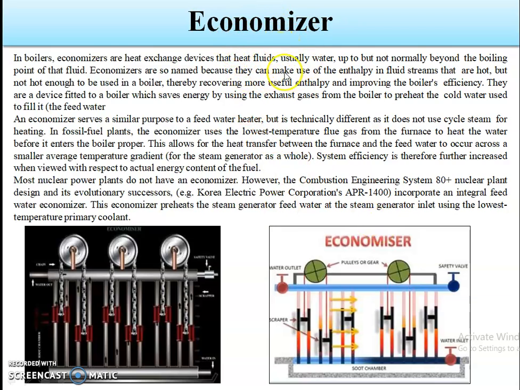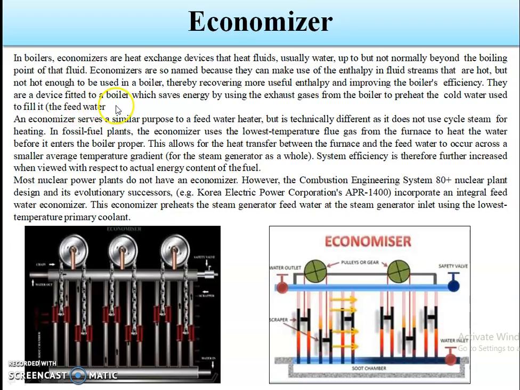Economizer, we previously discussed in connection with the steam turbine and the steam boiler. The main function of the economizer is to increase the efficiency of the thermal power plant. We use the economizer as a heat exchanging device that heats fluids, usually water, up to but not normally beyond the boiling point of that fluid. Economizers are so named because they can make use of the enthalpy in fluid streams that are hot but not hot enough to be used in a boiler, thereby recovering more useful enthalpy and improving the boiler efficiency.